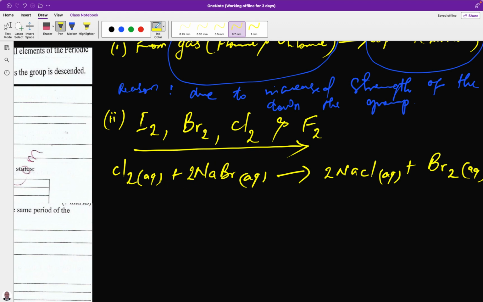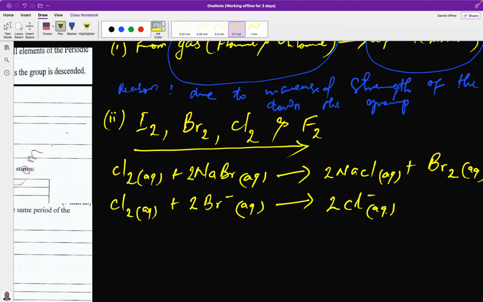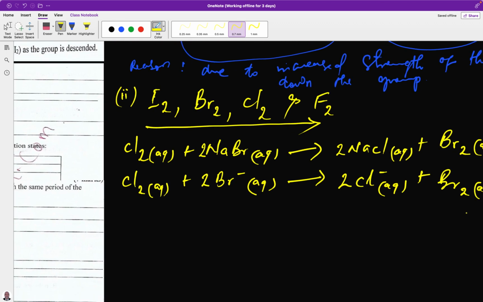Another example is when chlorine reacts with bromide. This is the ionic form of it, which I'm trying to write here. This is the ionic part of it.